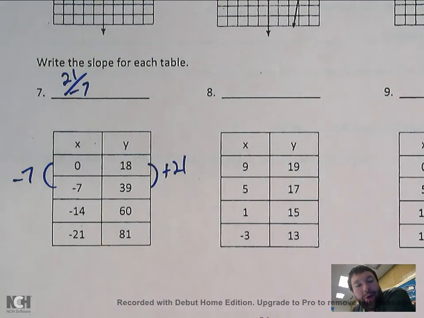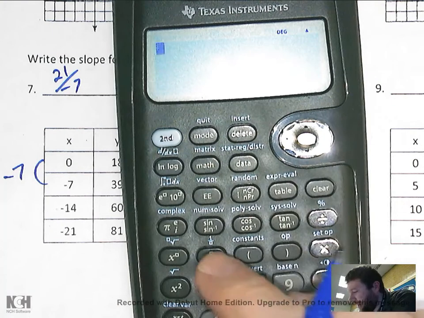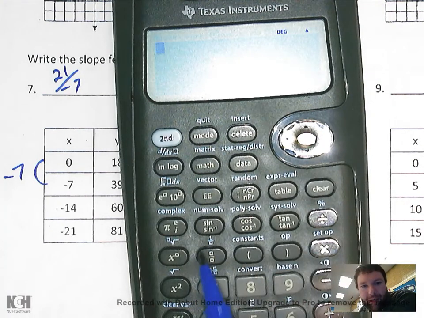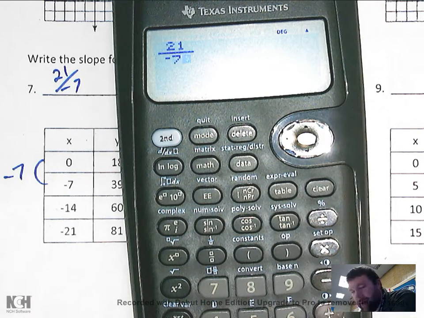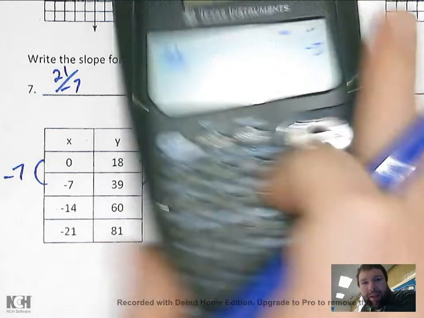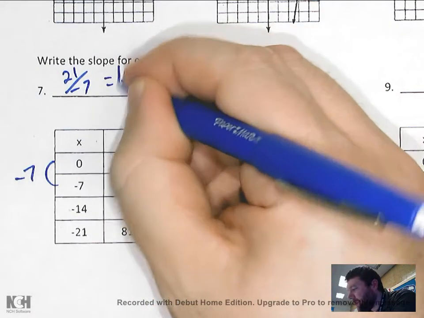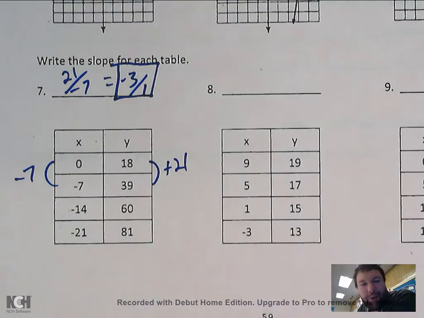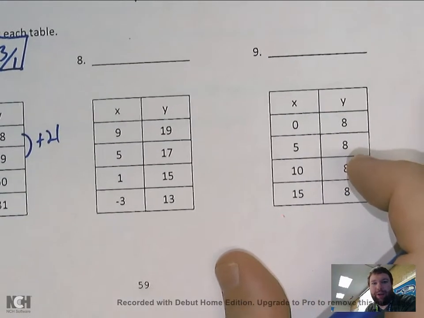Now that is the slope, and it is correct, but it will be marked wrong on your test. The reason for that is this can be simplified. If you're ever not sure if something can be simplified, you have this handy-dandy fraction button right there. It's the block over a block. So if I do 21 fraction button negative 7, the calculator will do the simplifying for me. It's negative 3. So negative 3 or negative 3 over 1 would be the correct slope, and that's the one that you need to have. So make sure you are checking your slopes to make sure they are simplified.